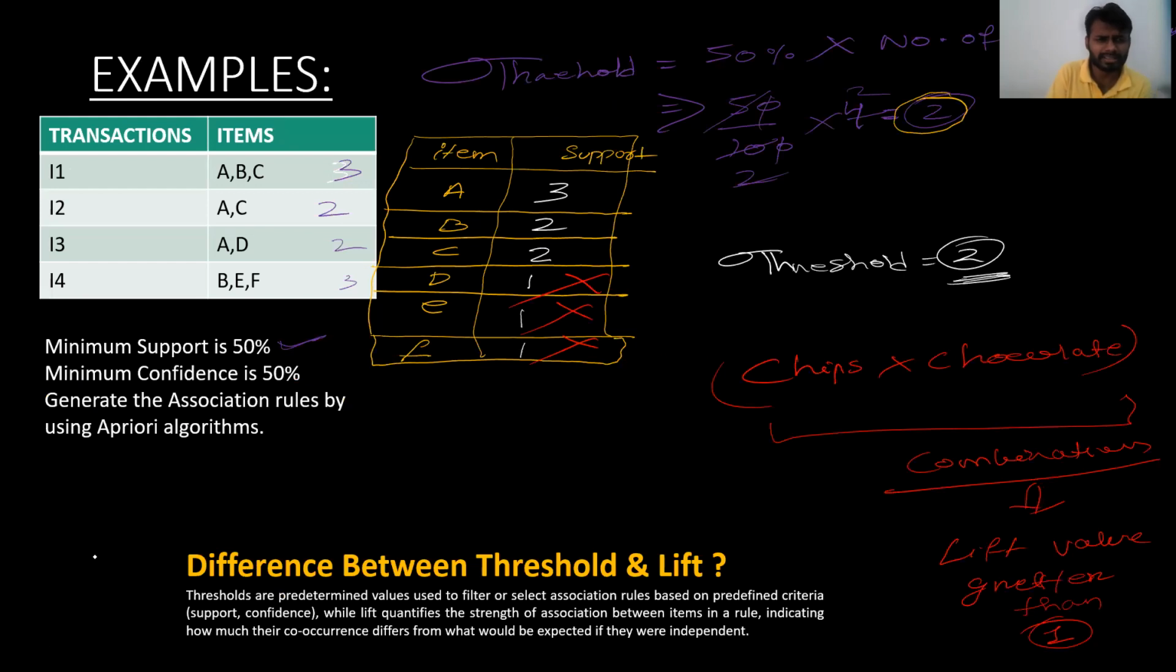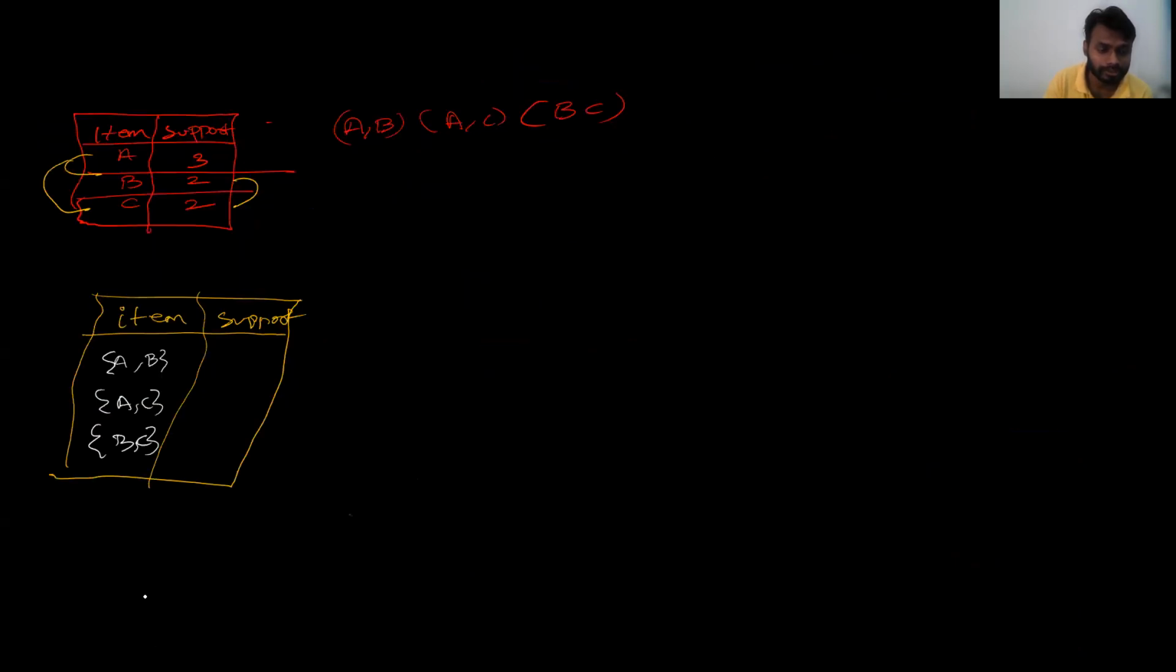AB is where a person buys the two products A and B simultaneously. Transaction 1 buys A and B. Is there any other transaction? No. So it means for AB, one transaction is done. Clear? Similarly, what about AC?